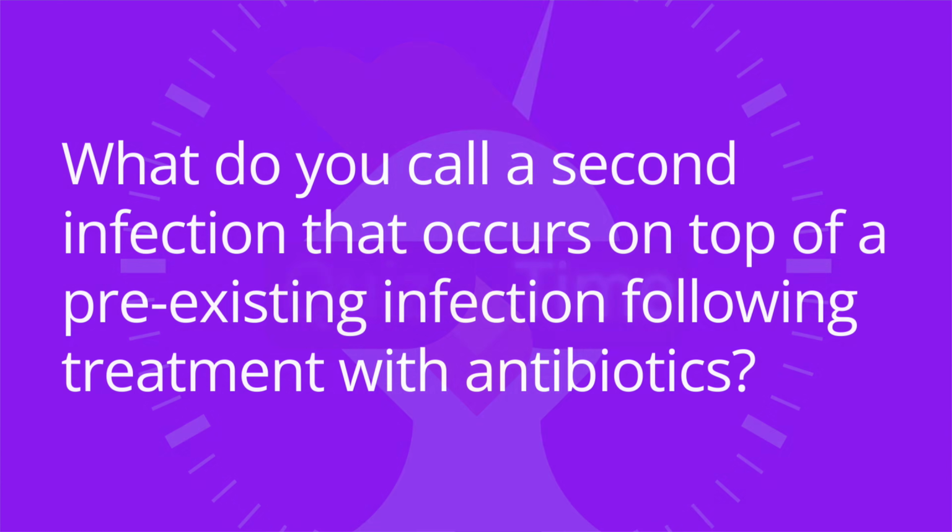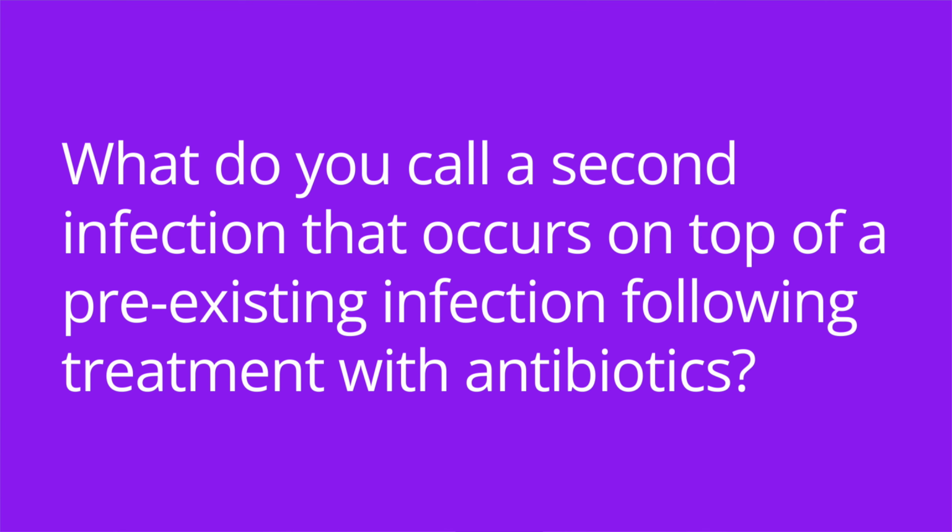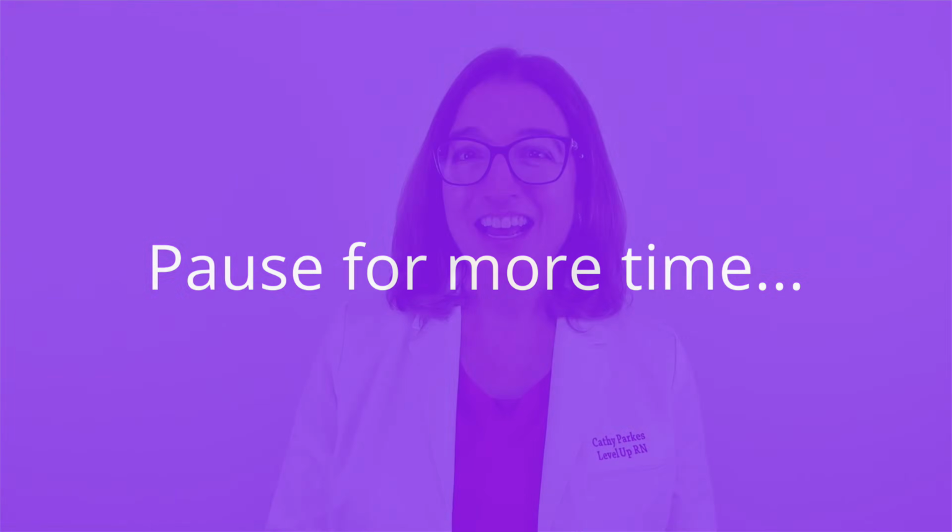All right, it's quiz time, and I have 3 questions for you. Question number 1. What do you call a second infection that occurs on top of a pre-existing infection following treatment with antibiotics? The answer is a superinfection.